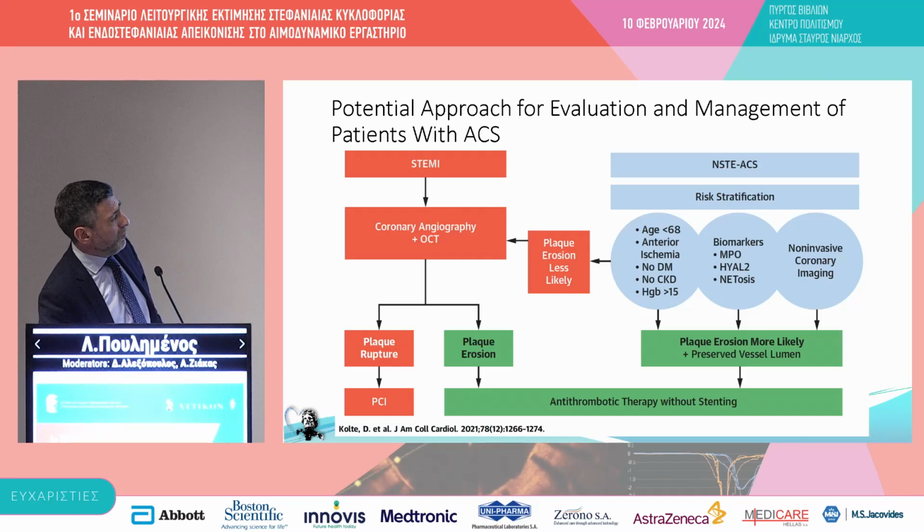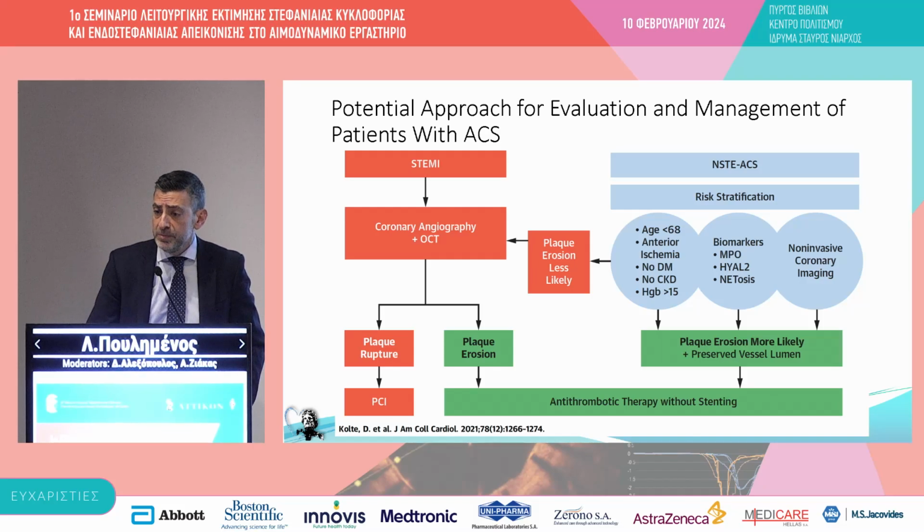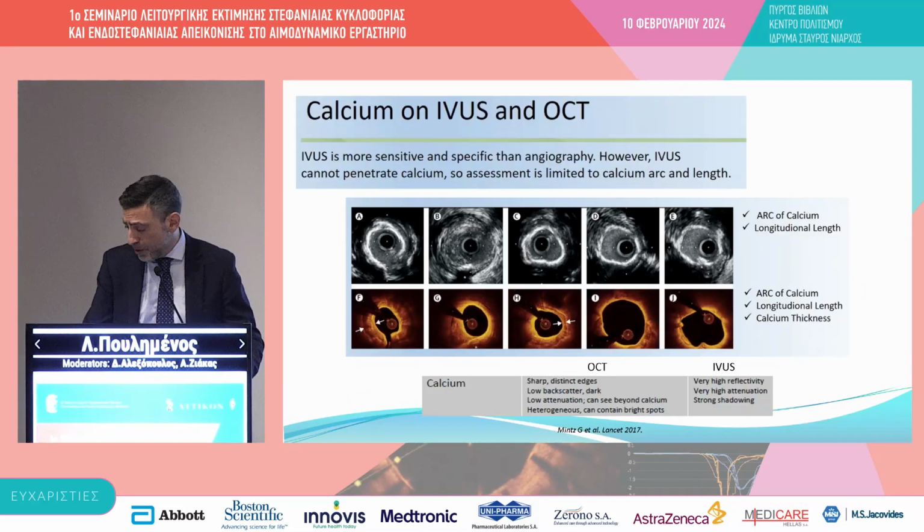And we have risk stratification for those patients. If we have patients below the age of 68, anterior ischemia, no diabetes, no CKD, and some biomarkers, and we have a confirmative non-invasive coronary imaging, we have a more likely diagnosis of plaque erosion. And then we might leave them without stenting. We are safe. And this is a very strong therapy. This information from imaging gives us a strong therapeutic paradigm.